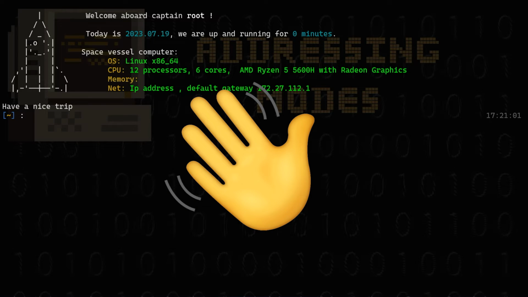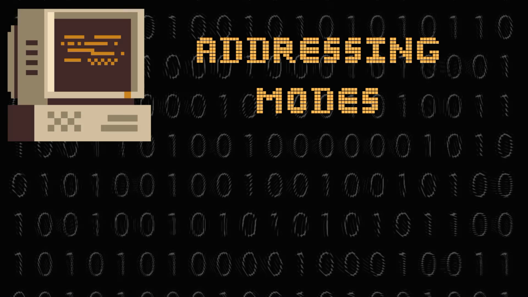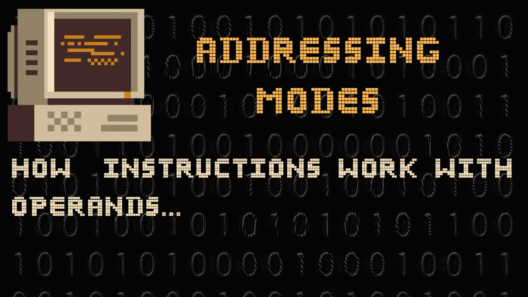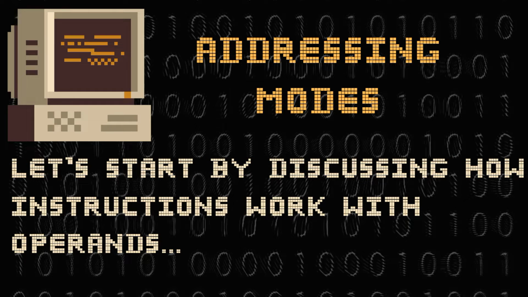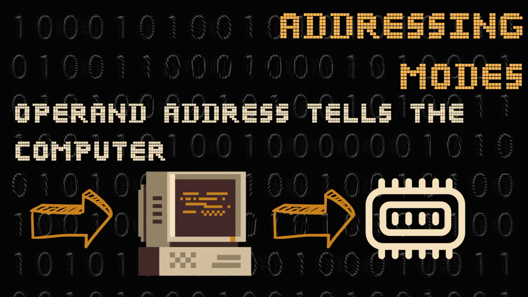Hello and welcome back. In this lesson, we will study addressing modes in assembly. Let's start first by discussing how assembly instructions work with operands. An operand address tells the computer where the data to be processed is stored. Some instructions require operands, while others don't. Depending on the instruction, you might need 1, 2, or even 3 operands.